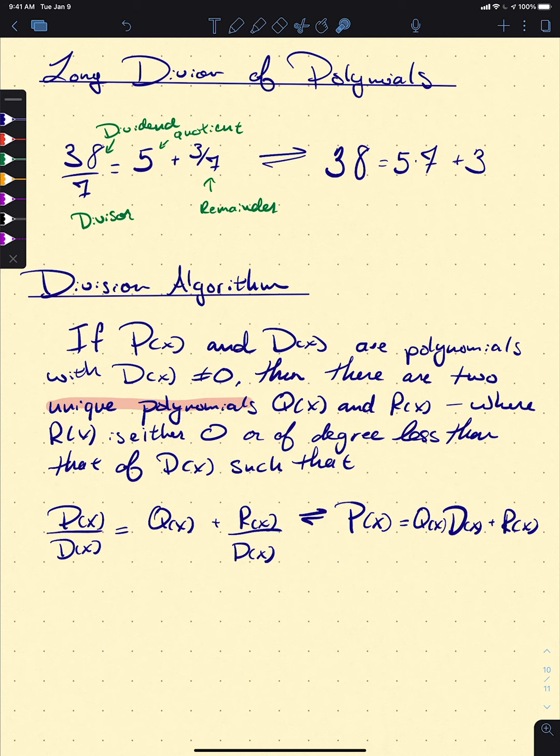One thing that I want you to think about is this statement right here, where r of x is either 0 or of degree less than d of x. I want you to think about why that might be necessary. What about this definition or construction falls apart if r of x does not have that property?